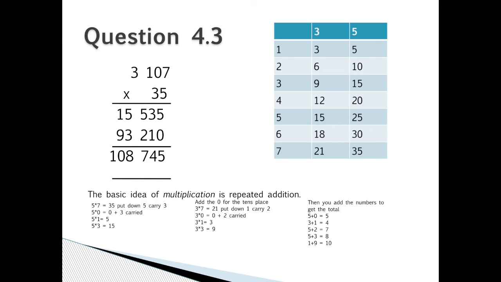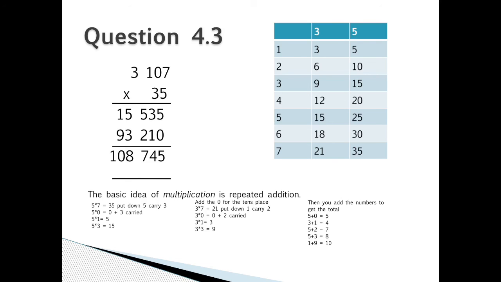So instead of multiplying 30 by 3,107, you will multiply 3 by 3,107. So 3 times 7 is 21. You put down the 1, carry the 2. 3 times 0 is equal to 0. You put down the 2 that you carried. 3 times 1 is 3, and 3 times 3 is 9. Your next number is 93,210. You then add the numbers together to get the total.